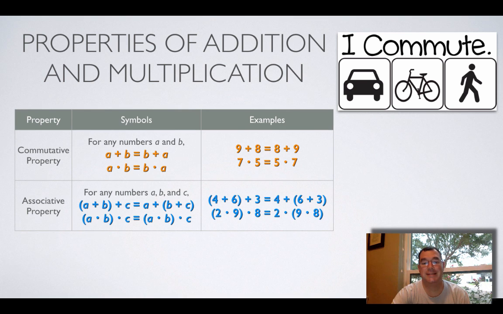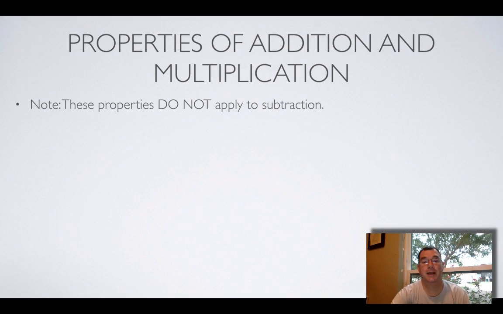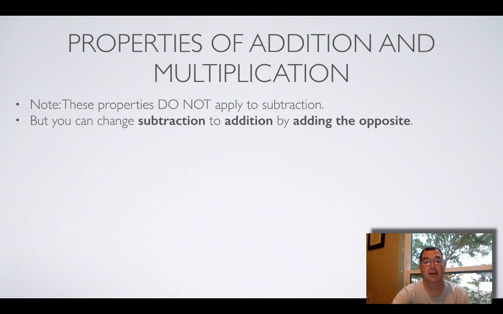So if I add 4 plus 6 and then I add 3, that's the same thing as adding 6 plus 3 and then adding 4. If I multiply 2 times 9 and then multiply that by 8, that's the same as multiplying 9 times 8 and then multiplying that by 2. So here's some more. I want you to note that these properties don't apply to subtraction.